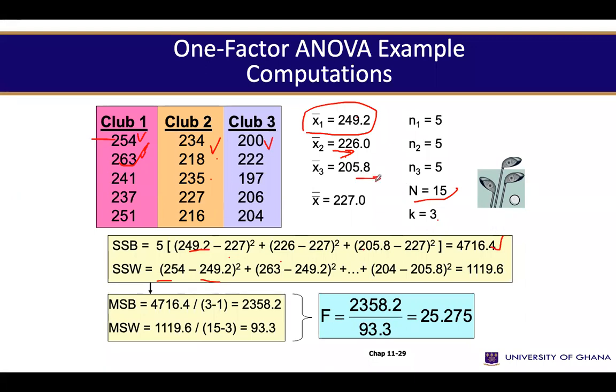Calculating the SSW is all about taking each of the individual values and their respective means. This time it's not the grand mean. The grand mean is used when you are calculating the SST, when you take each of the values from the grand mean. When we are calculating the SSW, it's each individual value from its respective group mean. I hope that is okay.